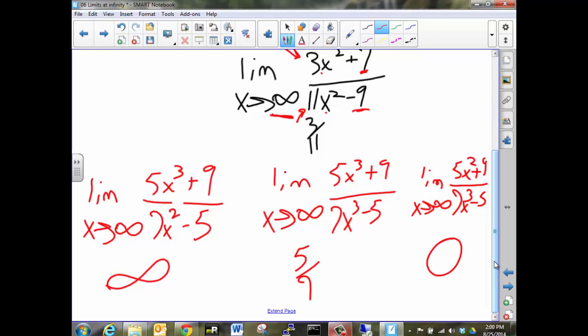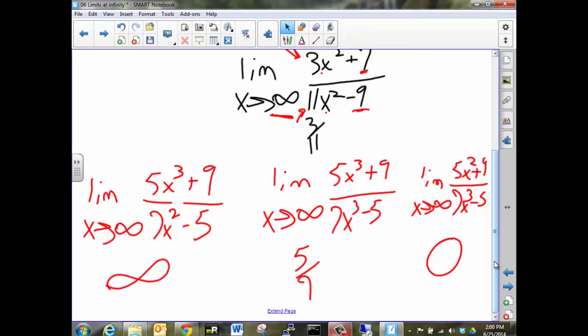Because the bottom's getting bigger, so we're going to be bottoming out at 0. Yes, sir? So in order to get negative infinity, it'd be the first one, like 5x cubed plus 9 over 7x squared minus 5. There'd have to be a negative in front of either the 5 or the 7, right? Very good.